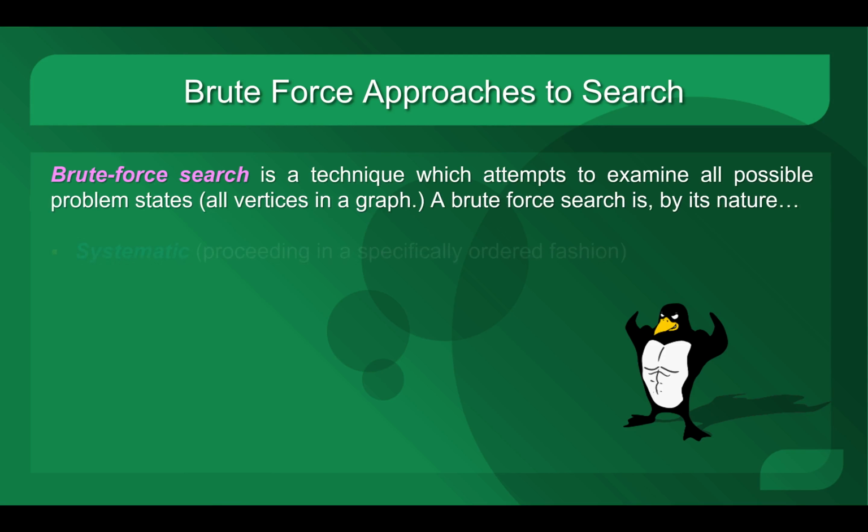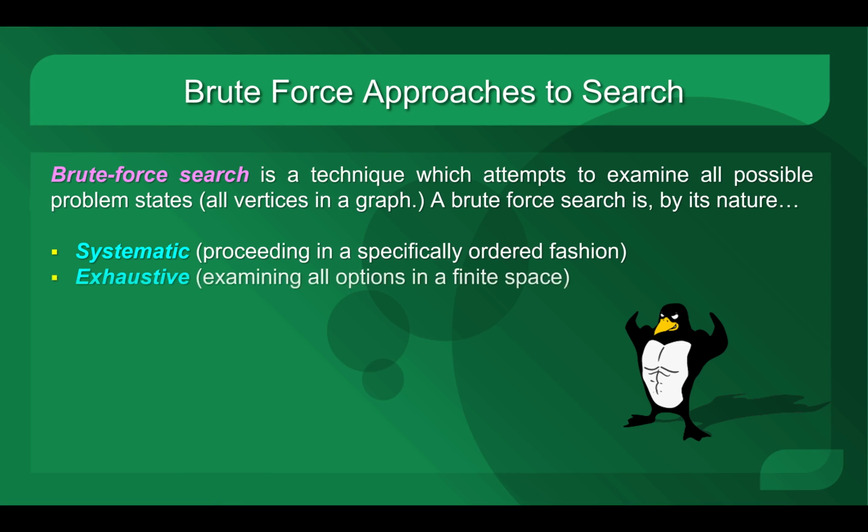By its nature, there are a few things that are true of a brute force search. Brute force searches are systematic, that is, they proceed in a specifically ordered fashion. And they are also exhaustive, meaning that if we have a finite space, it will try all of the possible options. For example, let's say we're trying to plan a path through this graph. Our initial point is I, and our destination is D. A brute force search might proceed like this.